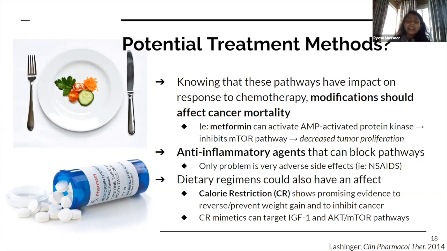But yeah, that is one of the more limiting issues with using anti-inflammatory agents, especially for those with cancer. So that's something that I don't know too much about the current research going on with that, but that is a possible proposed mechanism or pathway that can be looked at for a potential treatment method.